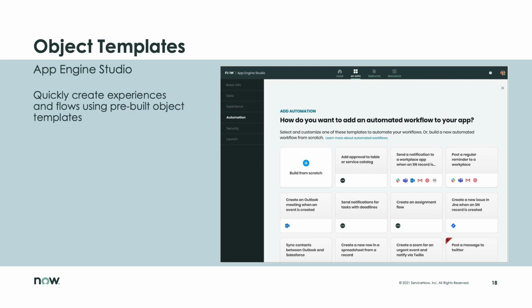Let's say you want to create a simple approval flow for a catalog item that you've already built. Now we have a template for you to do that. All you have to really do is say, I want to create a new flow, and I want to do an approval. It'll ask you for the catalog item name, maybe a couple other questions, and boom, you now have an entire approval flow built for you and ready to go. So talk about really truly enabling people to go fast on the platform. Object templates are pretty sweet.